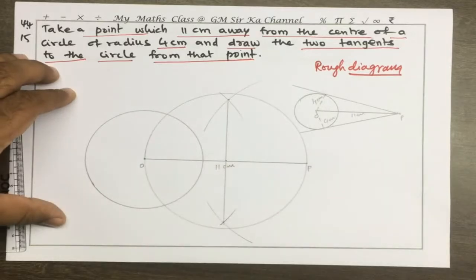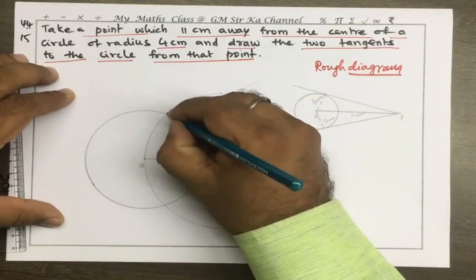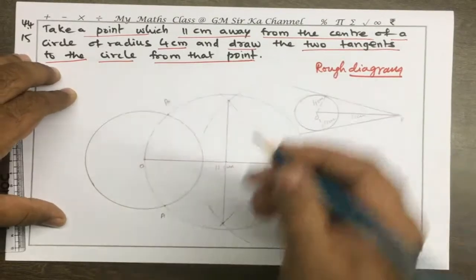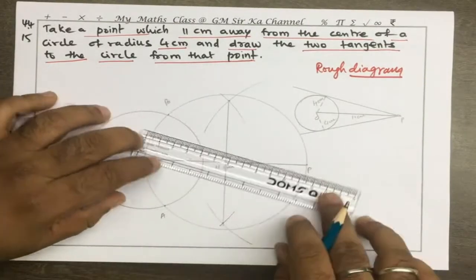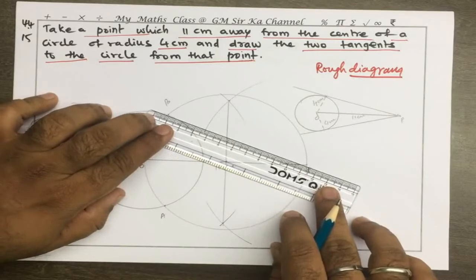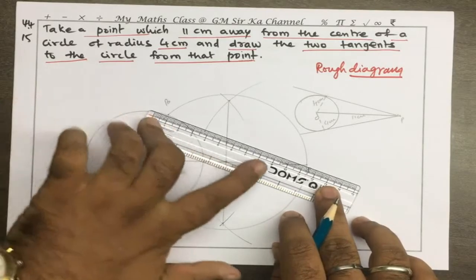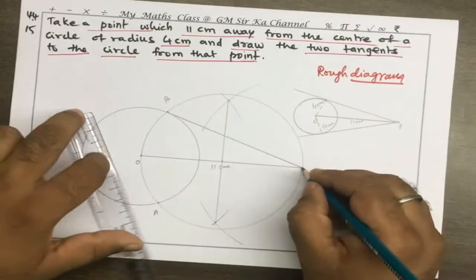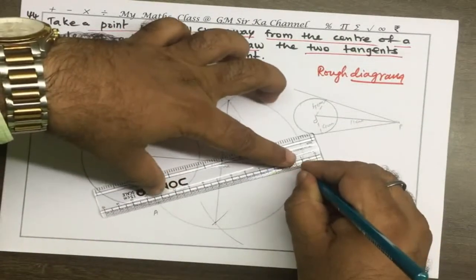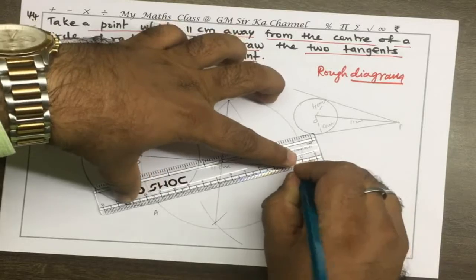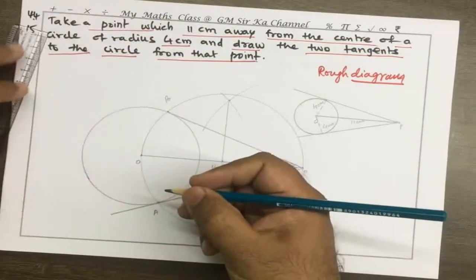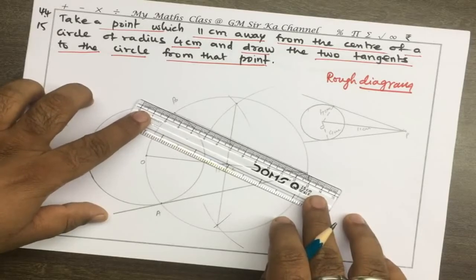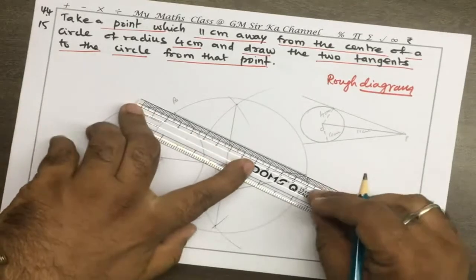Like this, intersect at the point A and B. We can take A and B. So PA and PB are two tangents drawn from the external point P.